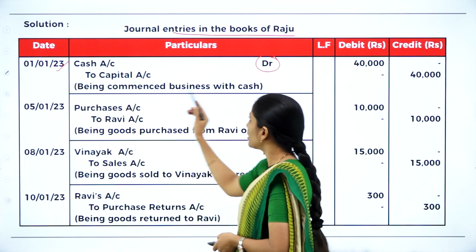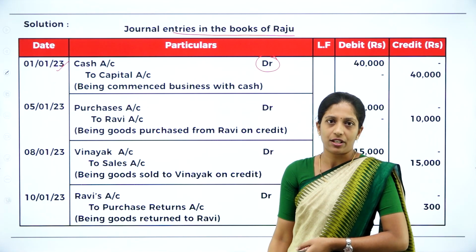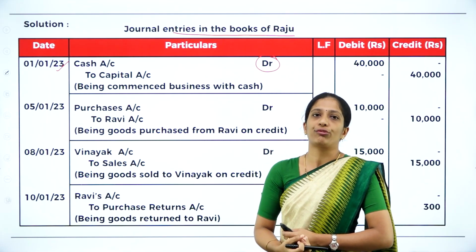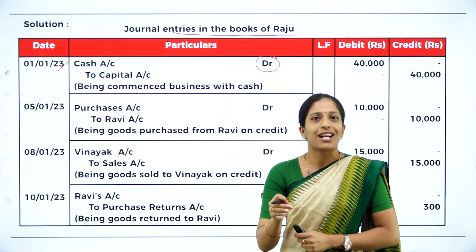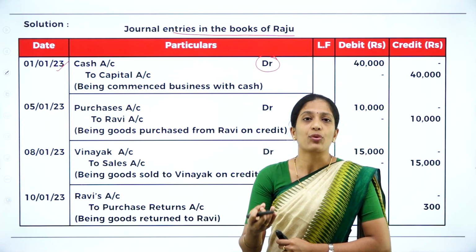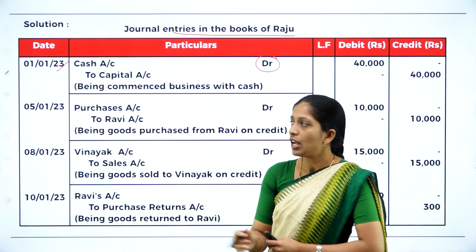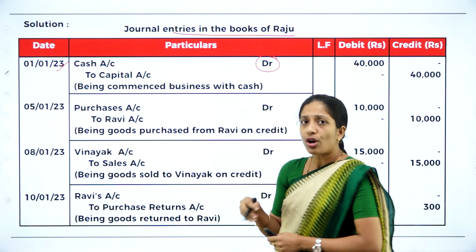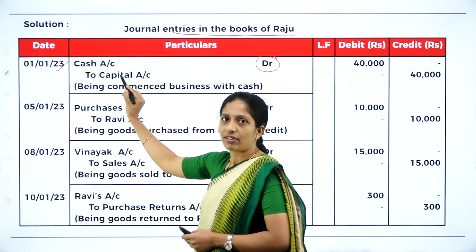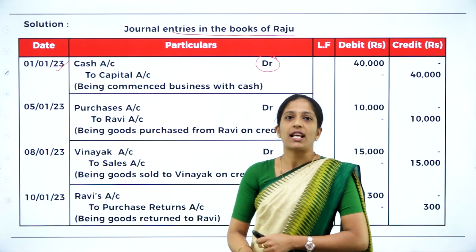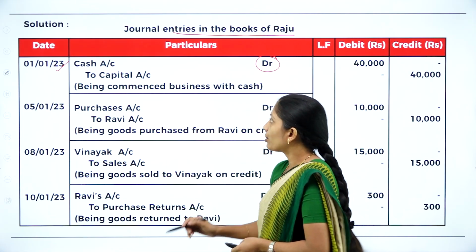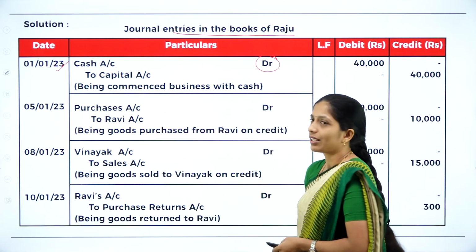Whatever you have in this bracket is called narration. So what do you mean by narration? Narration is a brief explanation for the journal entry. If you just write the journal entry, after a few months you will forget why you recorded it. This narration can be in your own words, explaining why you have recorded this journal entry. So narration is a brief explanation about the journal entry. How do you write? Being commenced business with cash.